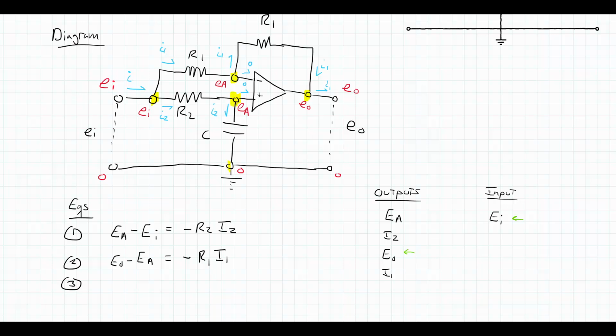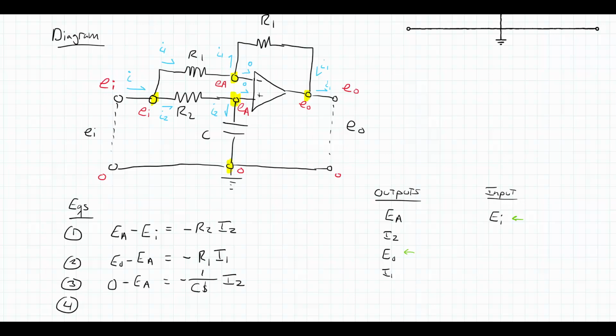down to this node at 0 for another equation. So I'm going with the current I2, so my endpoint 0 minus EA will equal the voltage drop across that capacitor. So it's going to have an impedance of 1 over CS times its current of I2. And if I look, I have not added any new outputs. EA and I2 were already on my list, and C is a constant, a parameter, so it's fine.